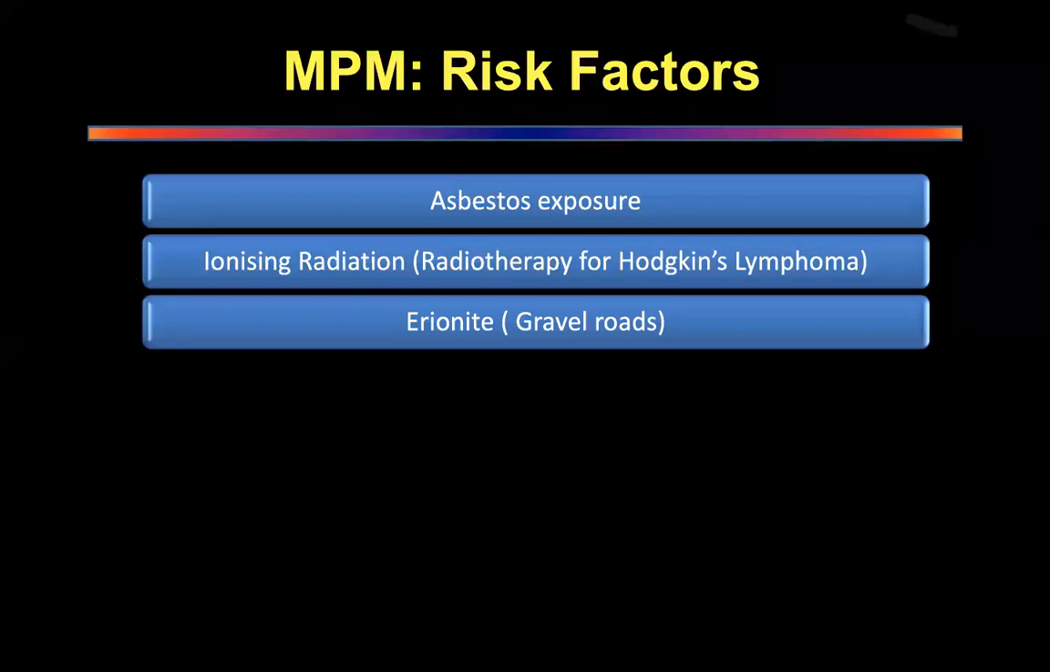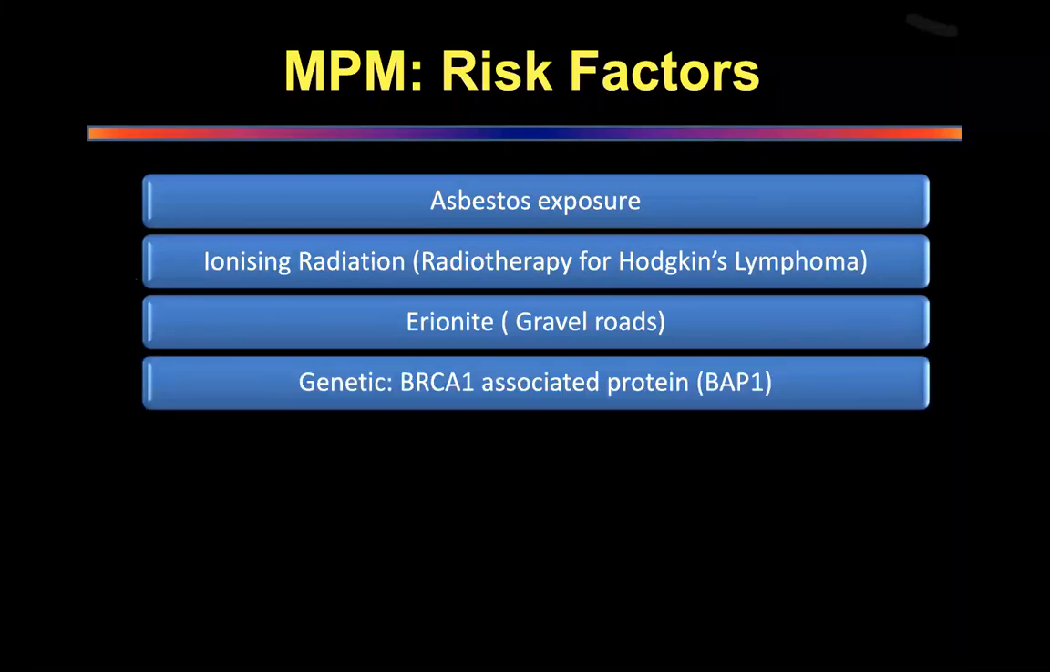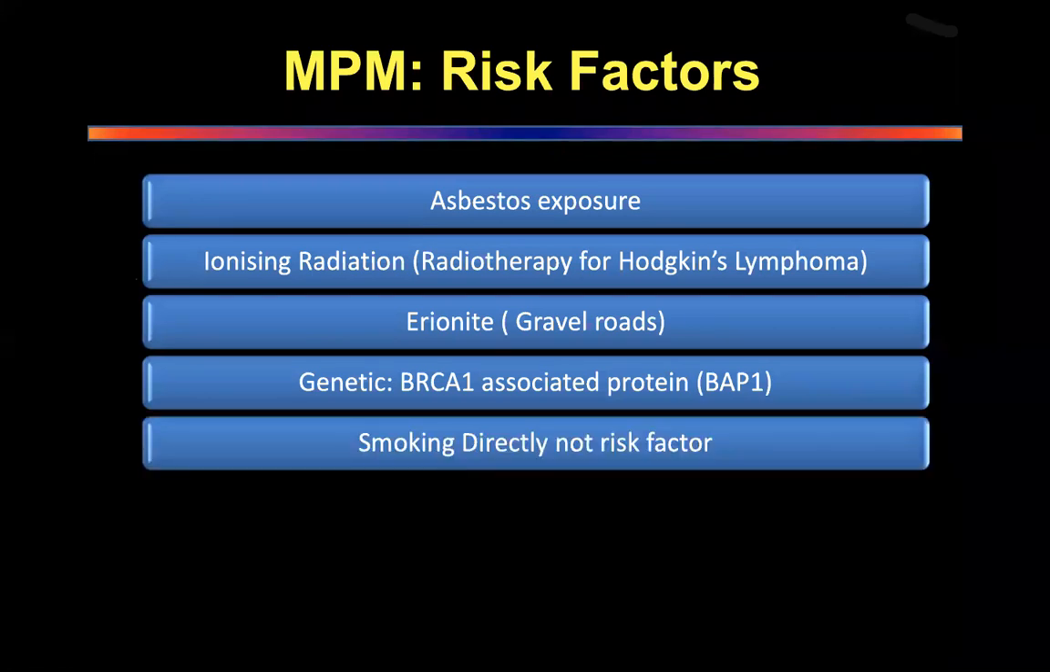People who work in the construction industry are exposed to a mineral which is called erionite, which is present in the gravel roads, and this is also known to predispose to the formation of mesothelioma. There is a genetic predisposition for mesothelioma. There are a couple of studies which have looked at the presence of BRCA1 associated protein. It's called BAP1, and BAP1 is known to be associated with the presence of mesothelioma. So this is current literature which has come out of China and Japan, and they've looked at these things.